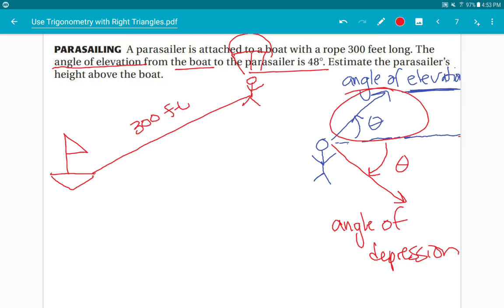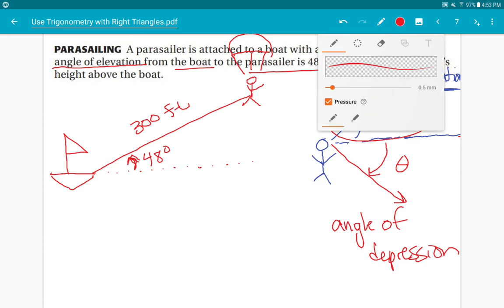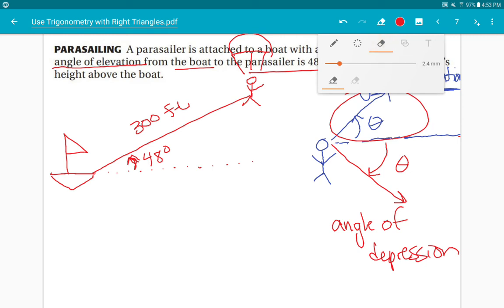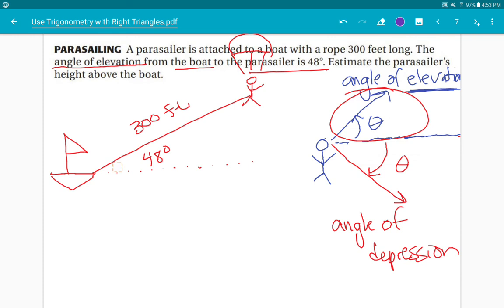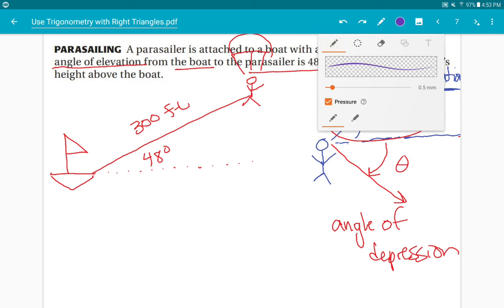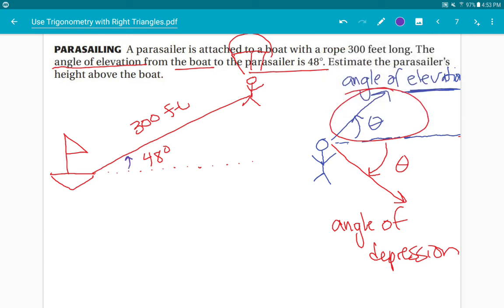So remember, angle of elevation is a horizontal position, and you're looking upward. So this angle here is 48 degrees. I tried to draw an arrow there, but that's not working out too well. Let me see if I can fix that. Okay, so this angle here is 48 degrees from here to here.